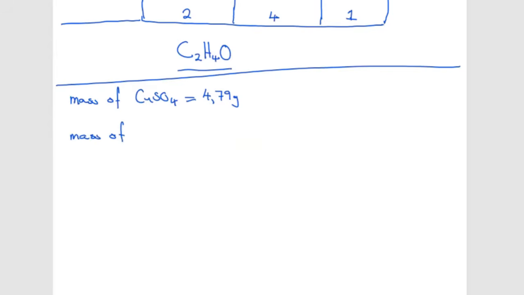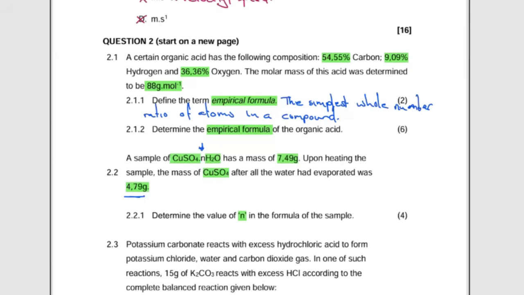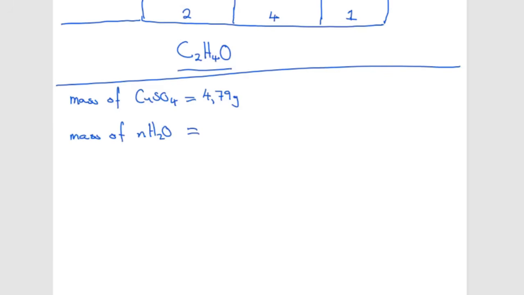Then after that, now I'm going to say the mass of the unknown, the mass of nH2O, is equivalent to, remember, it actually evaporated, right? So the water evaporated. The original copper sulfate with water was 7.49, now without water it is 4.79. So it means the difference is the water that evaporated there, right? So I'm going to say 7.49 minus 4.79, like that, right? So now the mass of this is going to be 2.7 grams.